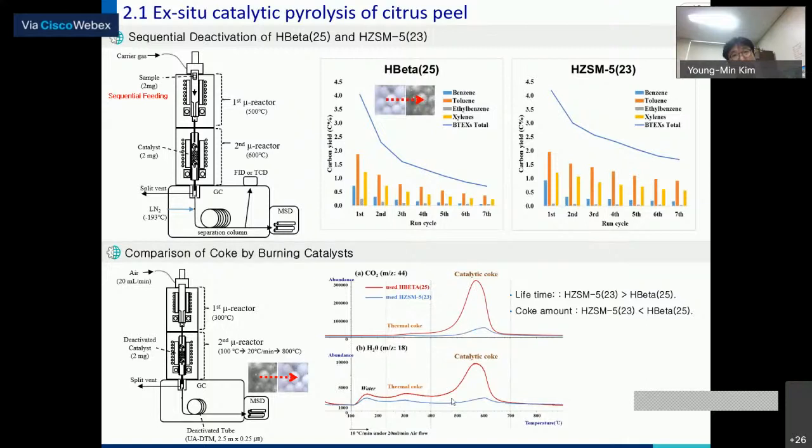For each catalyst, as you can see, compared to the HZSM-5, H-beta produces a larger amount of CO2 and water. This indicates it has a larger amount of coke, and this can be the reason for the fast deactivation. So the lifetime of the H-beta catalyst is very short compared to the HZSM-5. I think this kind of application is very unique. If I write the paper, the reviewers will give good evaluations for this kind of result.